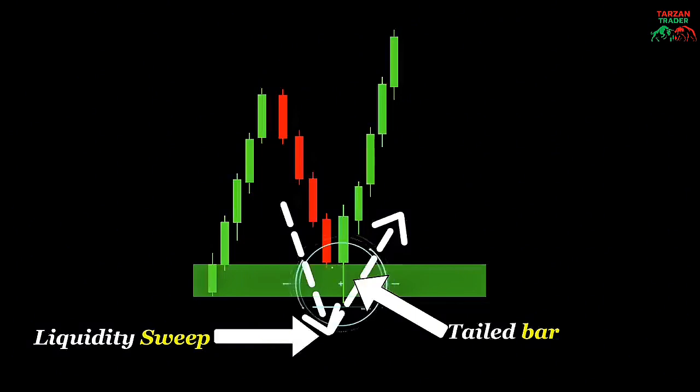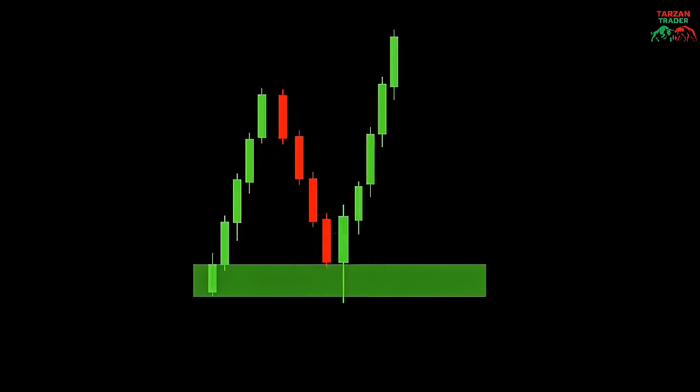The long tail tells us that all the selling pressure has been absorbed, and the market is now ready to move upward. This tailed bar acts as a confirmation to enter a buy trade after the liquidity sweep, as it shows that smart money has rejected lower prices.